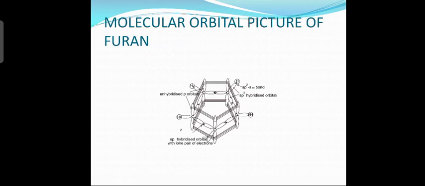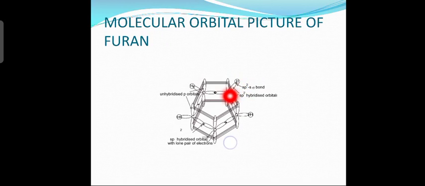All these sigma bonds lie in one plane. The third sp2 hybrid orbital of oxygen contains a lone pair of electrons, so it lies in the plane of the ring. Each ring atom in furan also has an unhybridized p orbital. You can see here each ring atom has an unhybridized p orbital. This is an sp2 hybridized orbital. Each has 3 sp2 hybridized orbitals: 1, 2, 3 for this carbon, and 1, 2, 3 for this carbon.